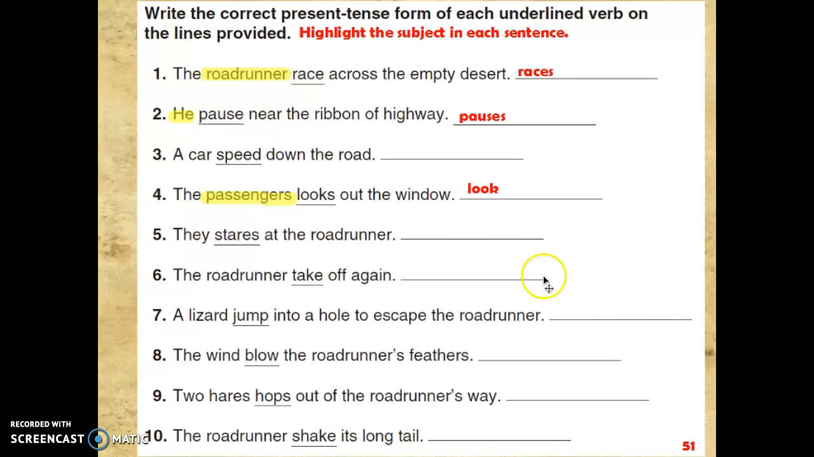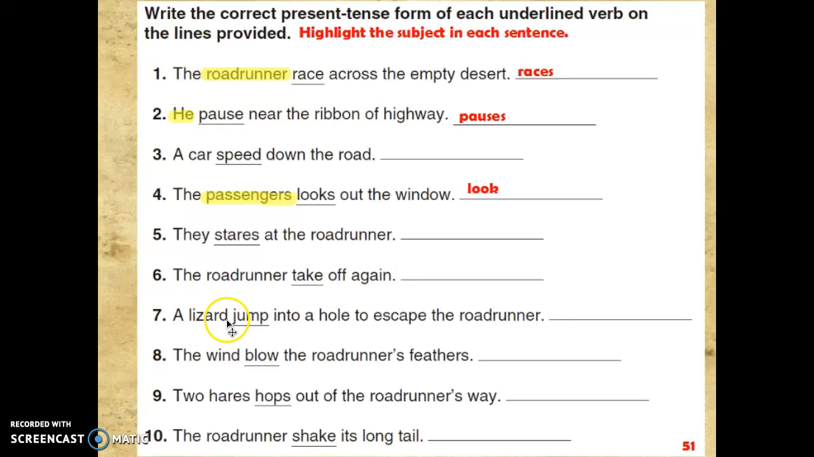All right, boys and girls, I'm going to read the rest of the sentences to you so that you know what they all say, and then you can begin your practice on your own. Number 3, a car speed down the road. If you need to pause the video now, you can do that and write in your answer. Number 5, they stares at the roadrunner. Number 6, the roadrunner take off again.